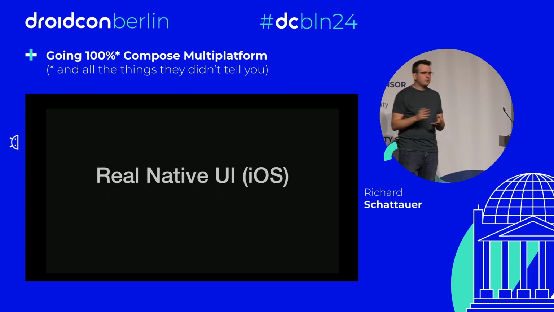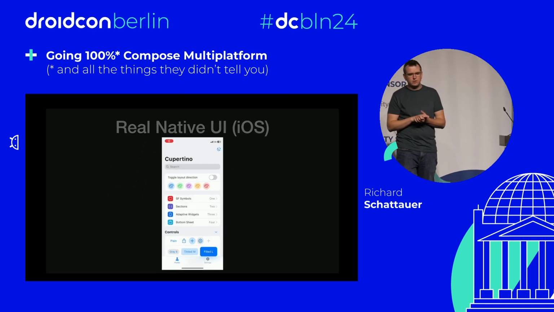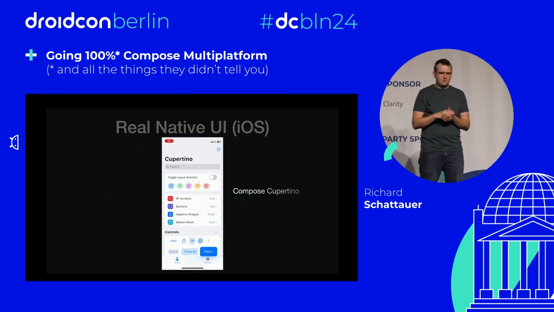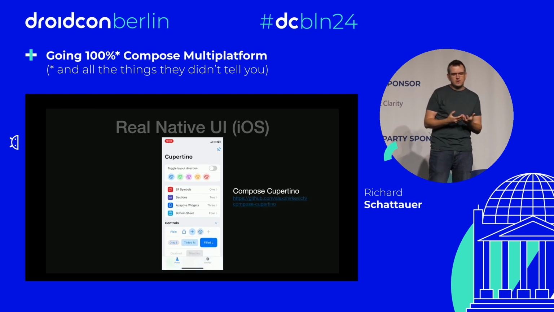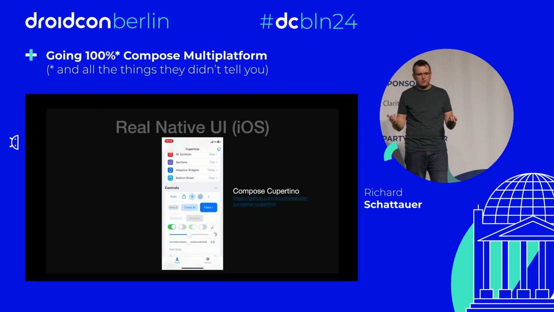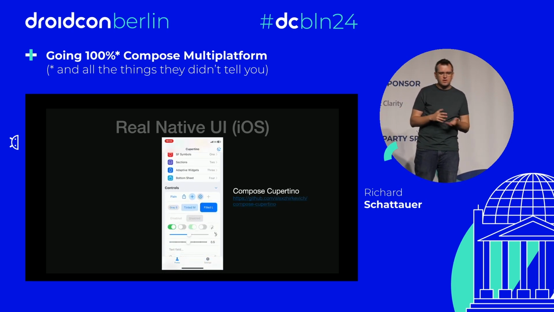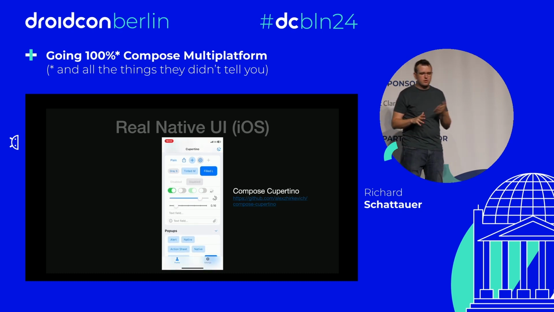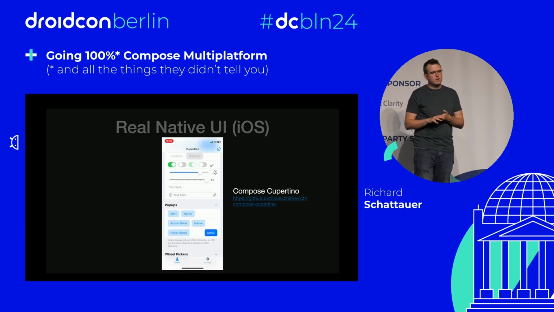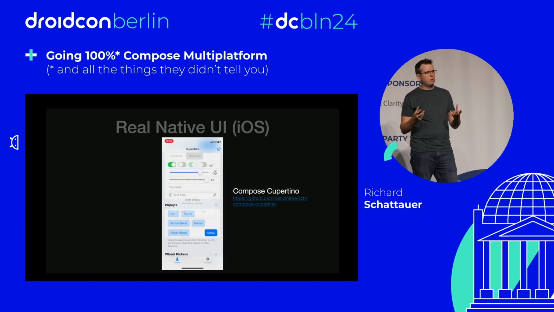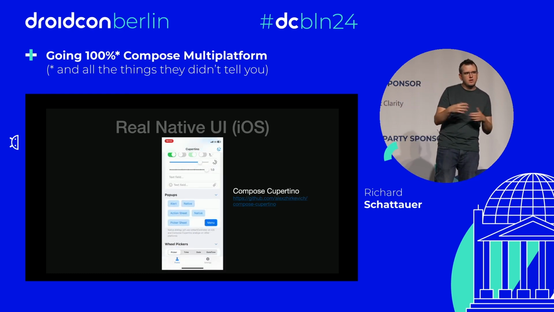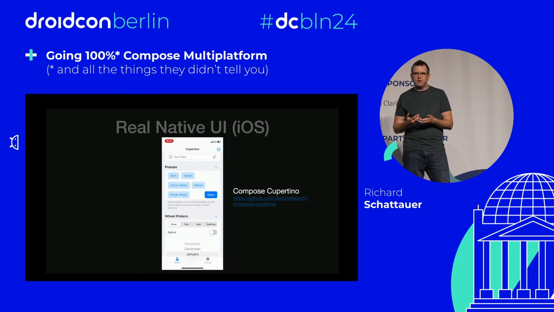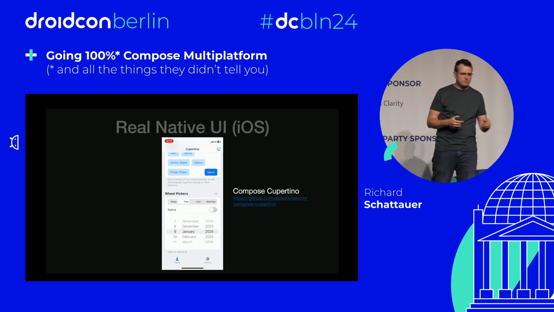Sometimes you also want your app to look like iOS because it should look like iOS. At least maybe your designer wants it to look like iOS. There's an amazing library out there called Compose Cupertino. You can wrap your Compose code, so your buttons within a Cupertino button, and then it just restyles everything to make it look like iOS.